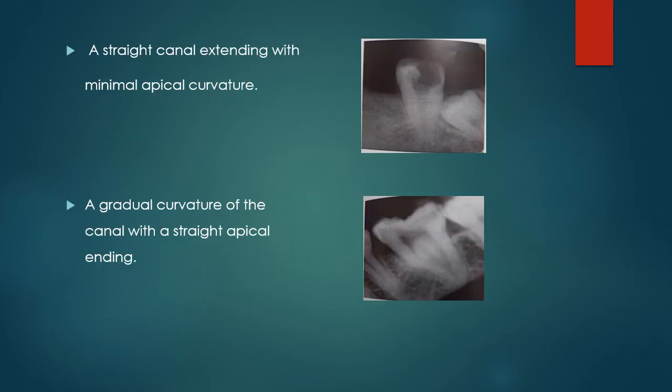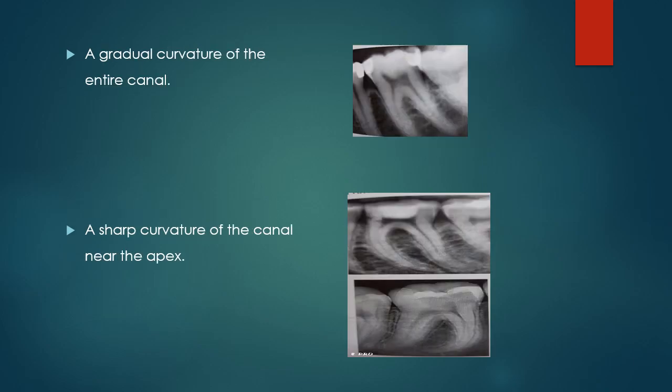See, these are a few curvatures of the roots. A straight canal extending with a minimum apical aperture. You can see here only a minimum apical curvature, right? This is the tooth, and this is a gradual curvature, whereas it ends with a straight apical foramina. Here you can see the gradual curvature of the entire canal. The entire canal has been curved. Here, in this next image, you can see a sharp curvature, right? A sharp curvature only at the apical foramina. These are the different degrees of curvatures of the tooth.